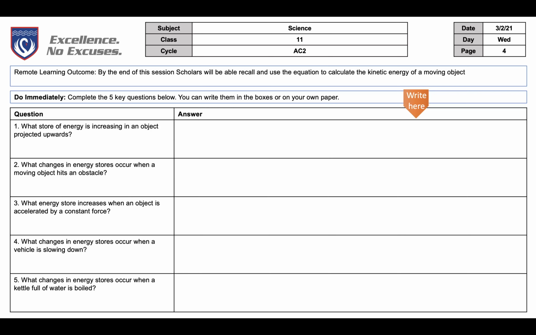Hi, Year 11. Today we're going to be looking at the kinetic energy of moving objects. If you haven't had a chance to do the do now already, please pause the video, go back to the packet and have a go.